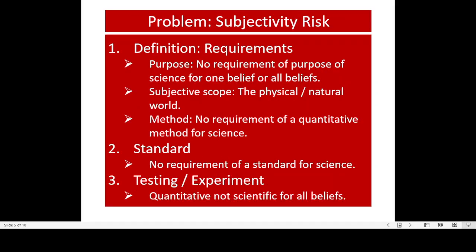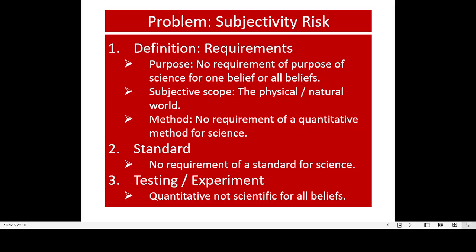Now let's look at what's the problem for those Western definitions of science. Subjective. Everything is subjective. So it's a subjectivity risk. You look at the definition, three requirements. First, purpose. It doesn't tell you what is the purpose. You cannot tell what is the purpose of science. You do see a subjective scope, physical or natural world. There is a whole lot more than that. The method, it does not say it needs to be a quantitative method for all sciences.